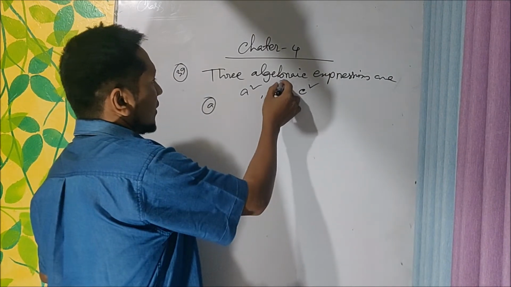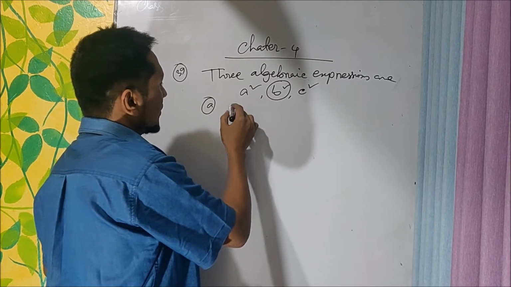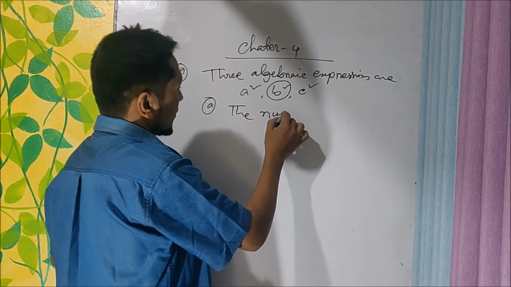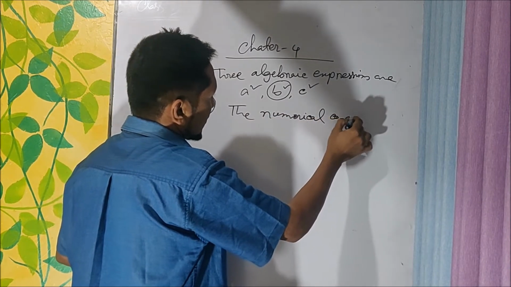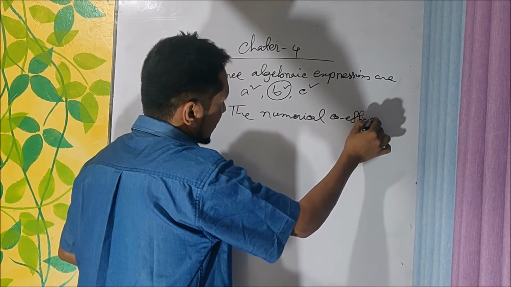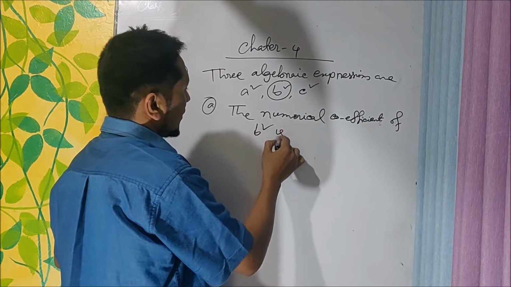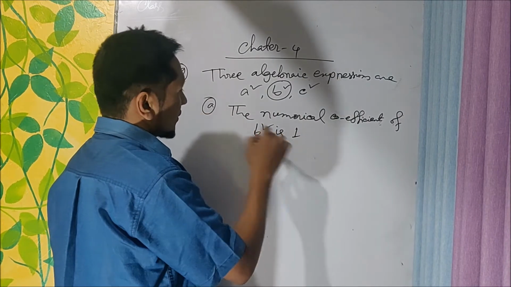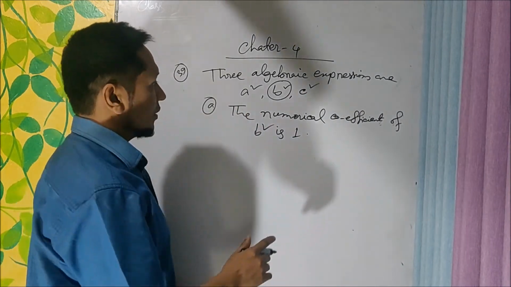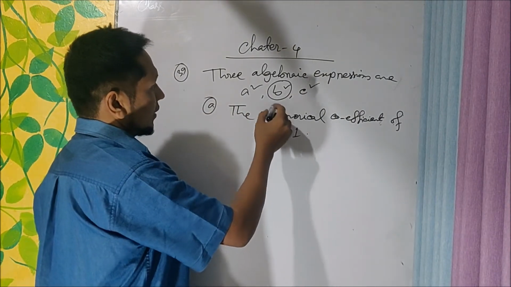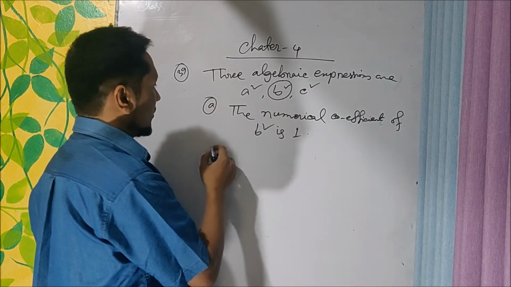Here you see b square. In b square, the numerical coefficient is 1. Just write down the answer this way: the numerical coefficient of b square is 1. Because you know the number that is attached to any expression is called its numerical coefficient. So here 1 is attached. Since there is no coefficient present here, 1 is the coefficient.